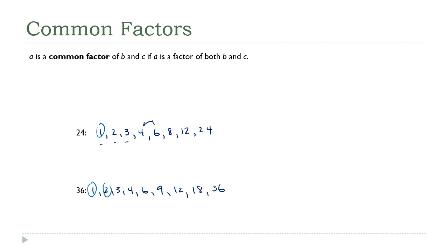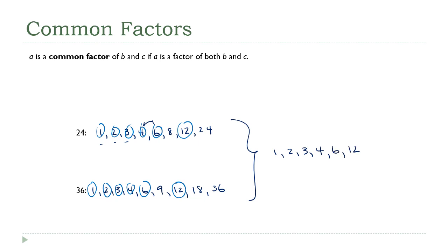They both have a 1 and a 2 and a 3 and a 4. They start off with a lot here. Then it starts to diverge. Then we just have the 12s. Right? So the common factors of 24 and 36 would be 1, 2, 3, 4, 6, and 12.